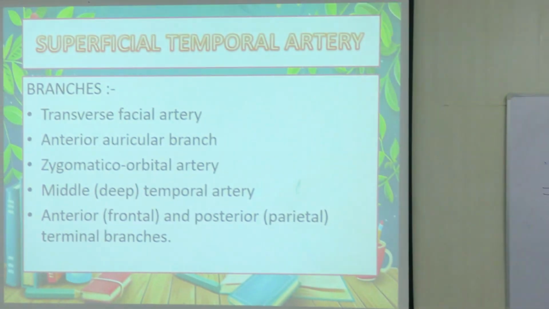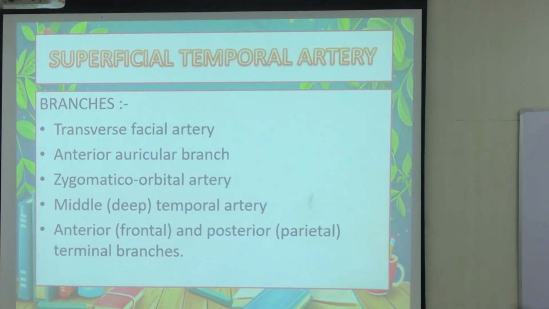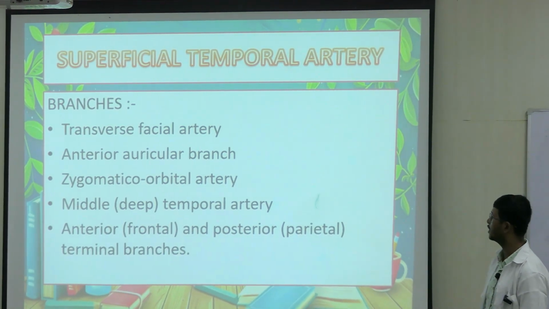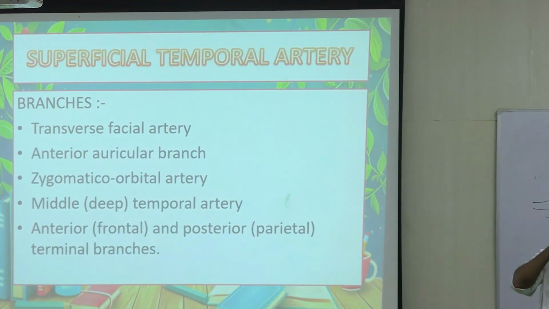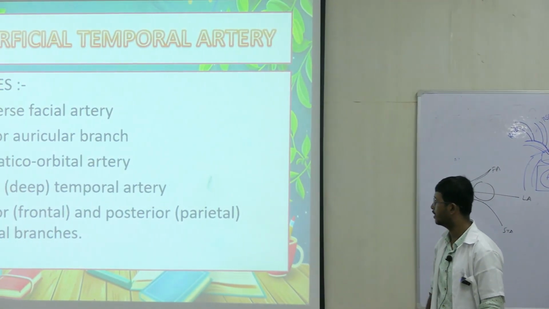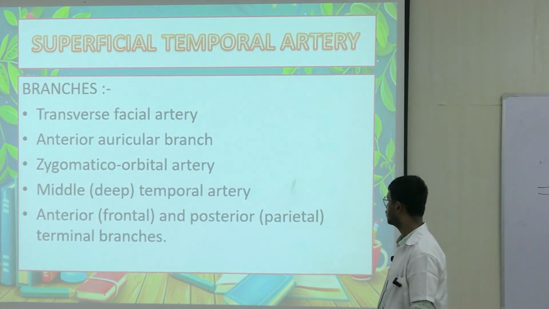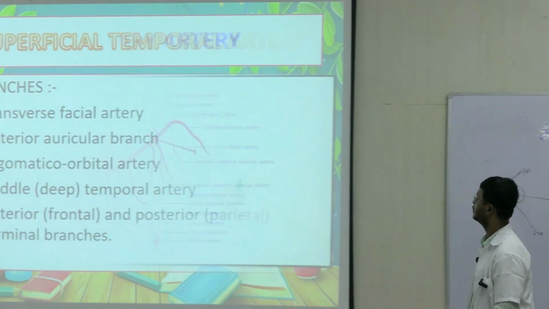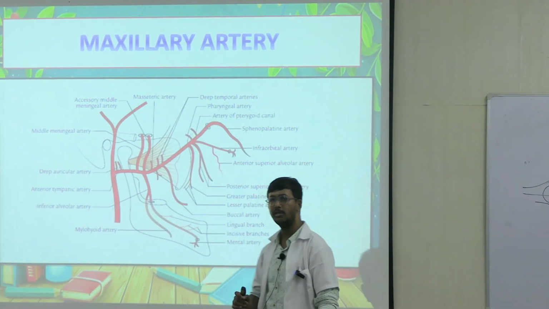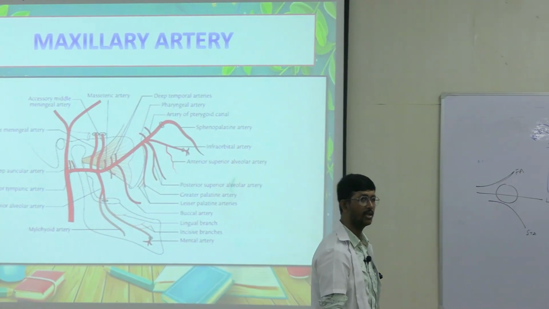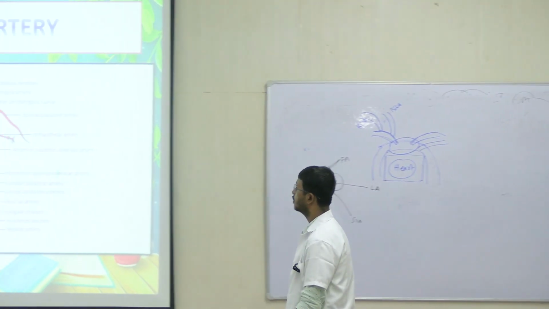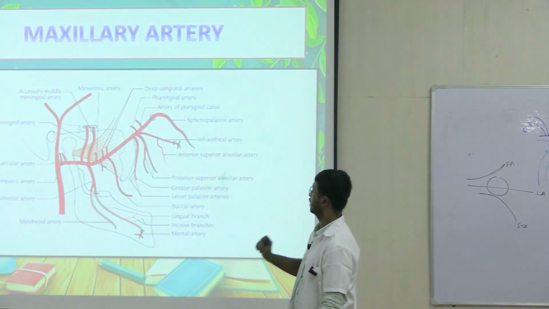Now coming to the superficial temporal artery, that was one of the terminal branches. As it goes upwards, it will be giving transverse facial artery, anterior auricular artery, zygomatico-orbital artery, middle temporal artery, anterior and posterior terminal branches. And maxillary artery is one of the most important branches of external carotid artery. So it will be taken in another class. This maxillary artery also gives many branches like this.